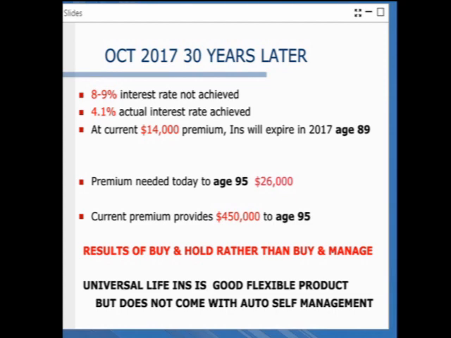The premium needed today to bring that $1 million coverage back to age 95 would be $26,000. The current premium of $14,000 today merely would provide $450,000 of coverage rather than $1 million to keep it to age 95. These are the results of buy and hold rather than buy and manage. Universal life insurance is a good flexible product, but does not come with an automatic self-management aspect.